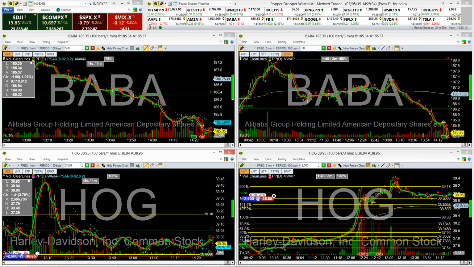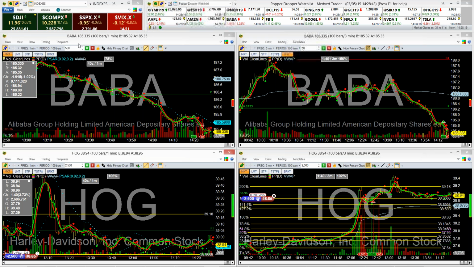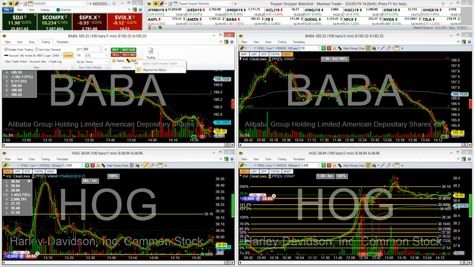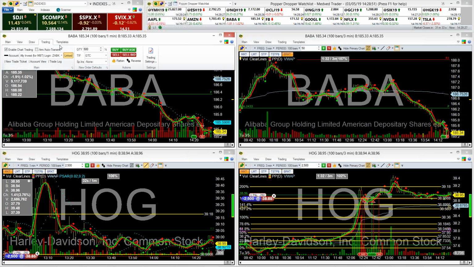Wayne says, how do you set up reverse? Well, it's already there. If you go to trading, it's right here. If you want to add it to your quick access toolbar, you just right click and you'll click add to quick access toolbar. So you've already got it though. Go to trading and then over in this actions, reverse.